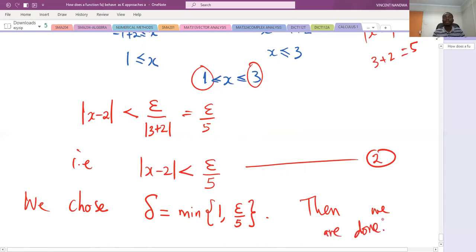So note the difference between proving when we have a quadratic function and when we have a linear function. For a quadratic function, the value of delta that you pick is the minimum of two values: the one you assume for delta and then the one that you get after that assumption.